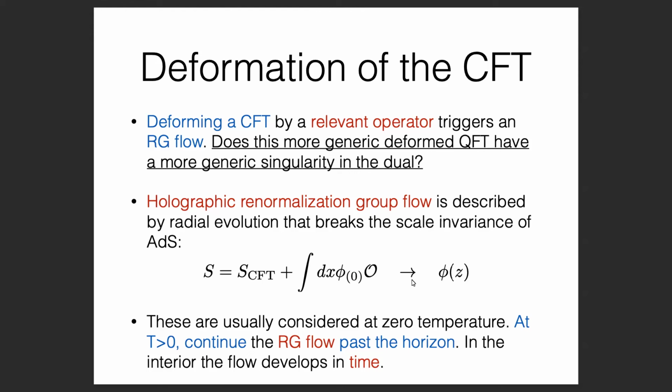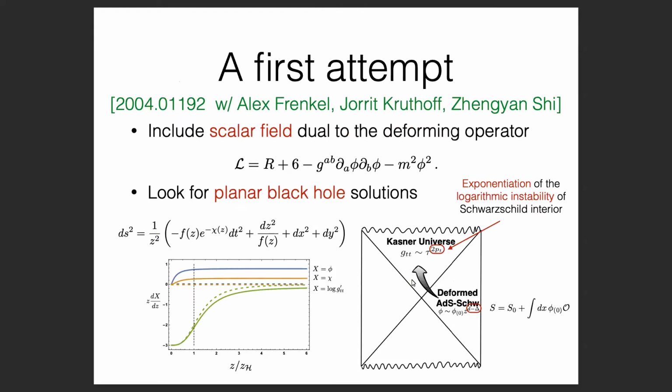But you can certainly do it at non-zero temperature too, and something funny happens: the RG flow continues past the horizon, where it develops in time. Let me draw this picture. Here we have a boundary. We deform the boundary, and that modifies the space as you go in. The far infrared, the lowest energy scales, is the surface of infinite redshift. But the bulk solution doesn't care about that. It just keeps going. And this RG flow, if you like, unfolds in time once you go through the horizon. Our first attempt at this was a few years ago with Alex Frenkel and Darius, now a graduate student at MIT.